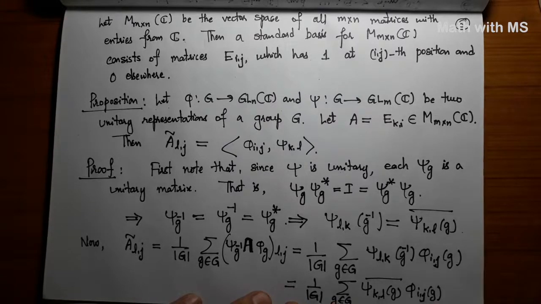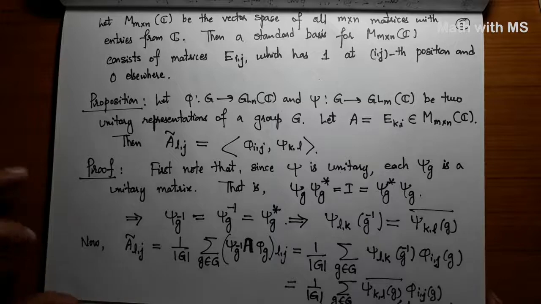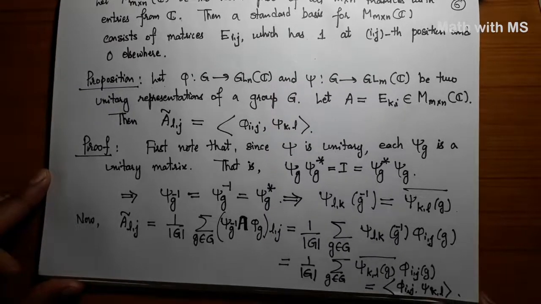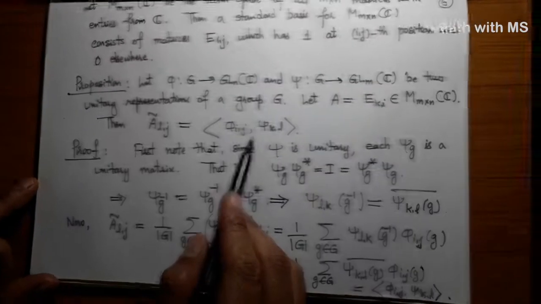Now you recall what this sum is. For fixed k and l, psi_kl is a complex valued function, and for fixed i and j, phi_ij is a complex valued function, and you have the average of this sum, which by definition is simply the inner product on the group algebra, that is, phi_ij inner product with psi_kl. And that is what we wanted to prove.